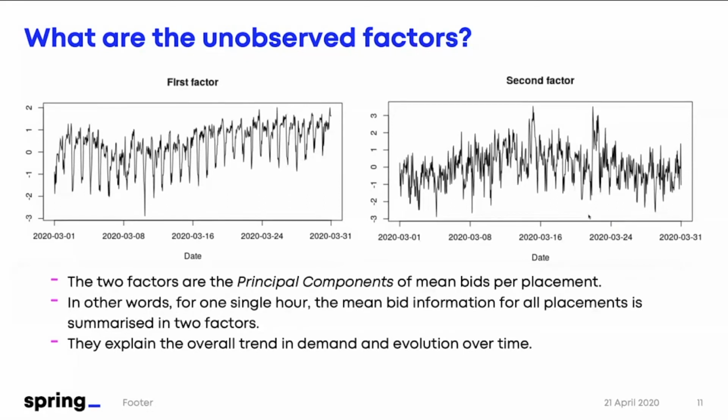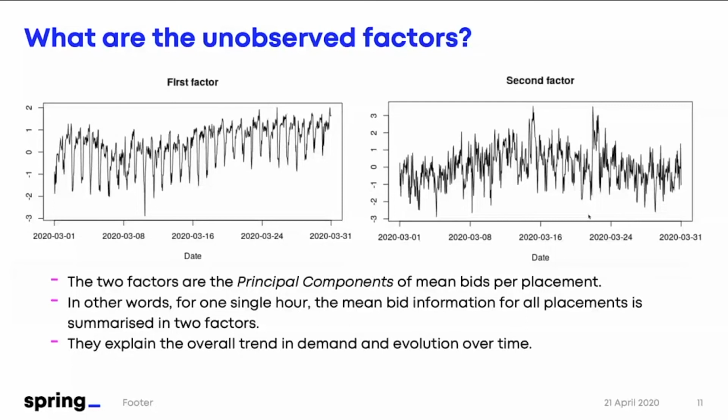So before coming to some results, I think it's interesting to have a quick hint on the unobserved factors, the red ones that I showed before. As I mentioned, we want to have an idea on the overall trend in demand, not only for the placement we're working on, but for all of them.